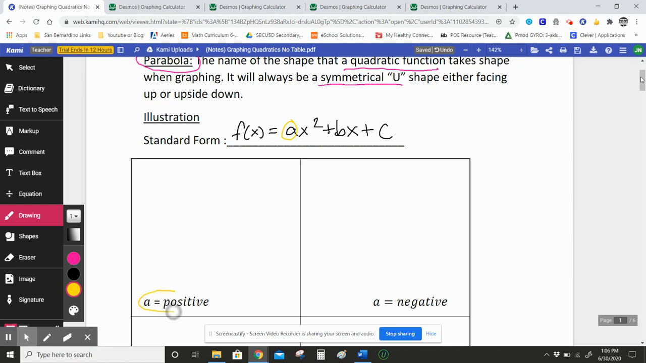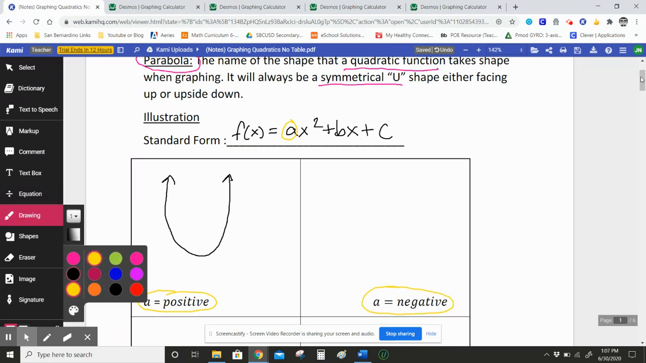When a is a positive number, we established that the parabola will be going upwards. So it's going to be a parabola going up. If a, the number in front of the x squared, is negative, then the parabola will be upside down, and therefore it will be inverted, or going downwards. So it's the opposite. That's the first thing it gives us: it tells us whether it's going to be going up or down.